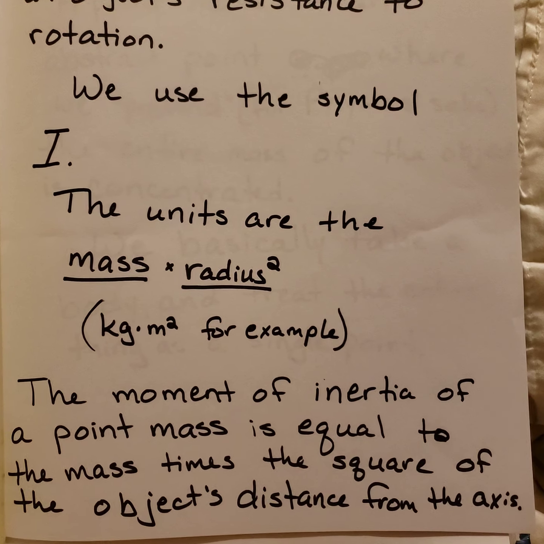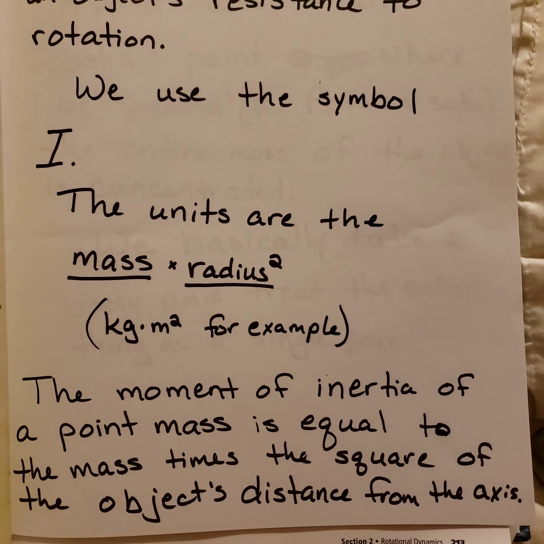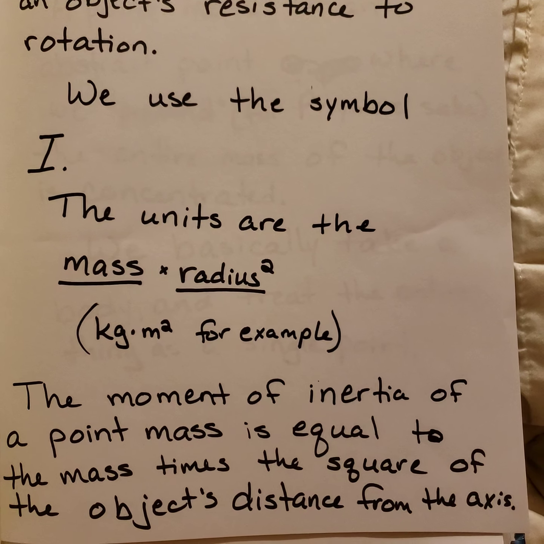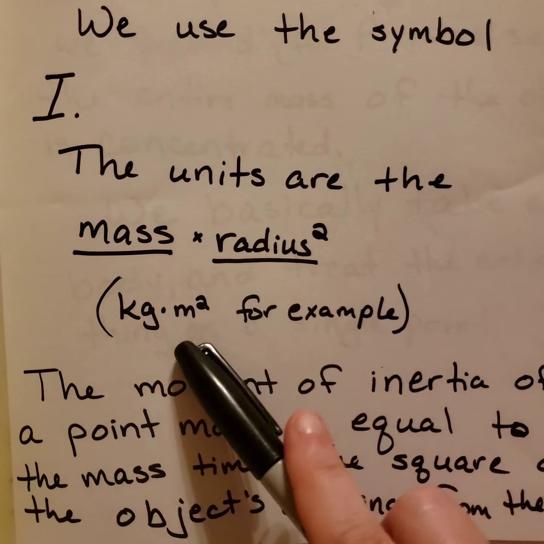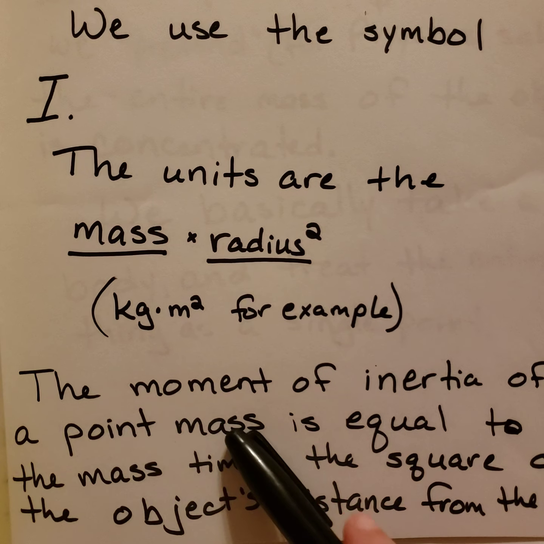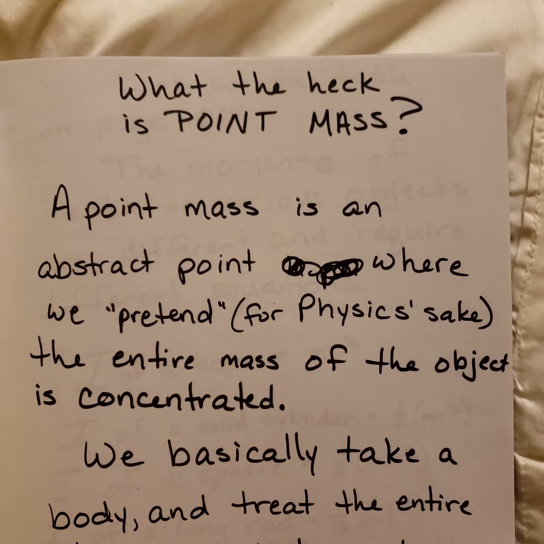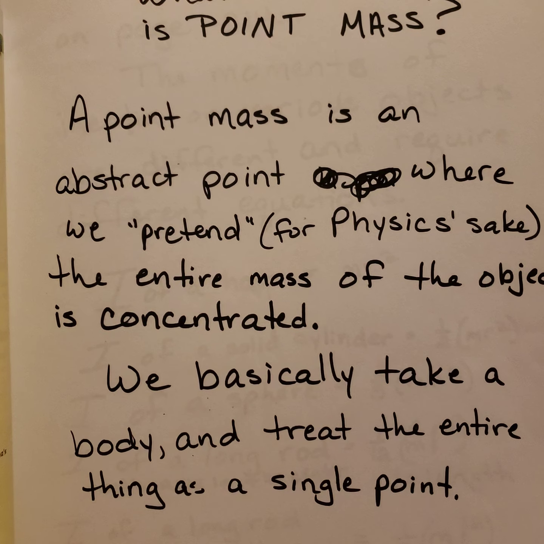The definition in your book says the moment of inertia of a point mass is equal to the mass times the square of the object's distance from the axis. Yeah, that makes perfect sense, doesn't it? First of all, you're probably thinking, what the heck is a point mass? So I tried to answer this the best I can think of.